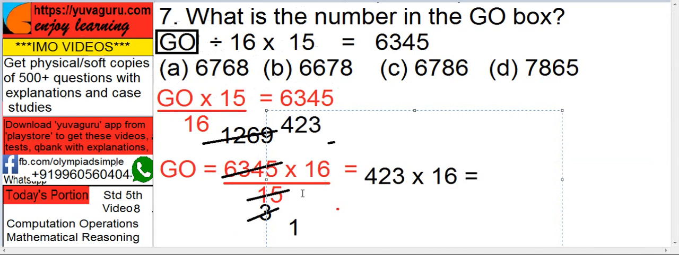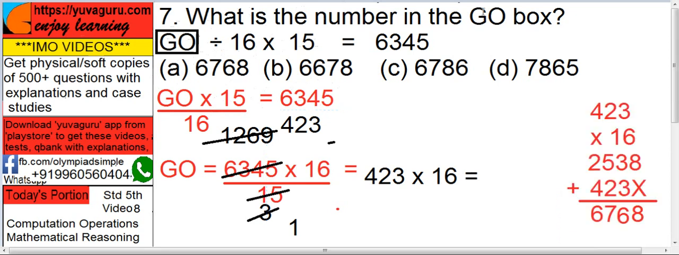Again this can be divided by 3. Again this becomes 3 1s are 3, and 3 4s are 12, so 423 into 16. Then again you multiply these two. If you don't know 16's table, then do it this way. But I would again suggest learn tables up to 20 by heart. So the answer is A.